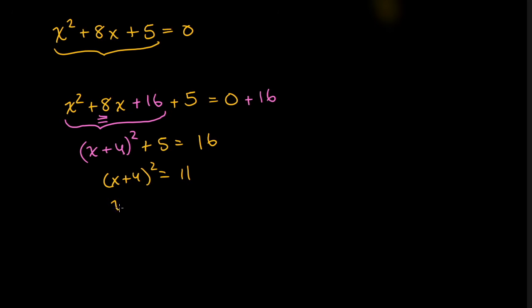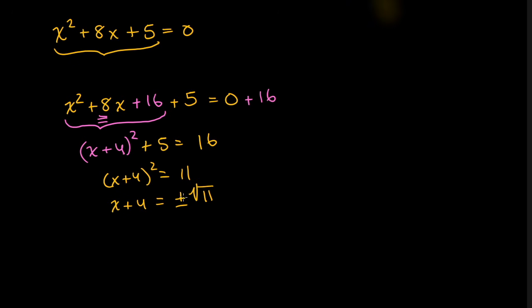And then we could get x plus 4 is equal to the positive or negative square root of 11. Notice, if it's the positive square root of 11, well, if you square it, you're going to get 11. If it's the negative square root of 11 and you square it, you're also going to get 11. So now to solve for x, we just subtract 4 from both sides of this equation.